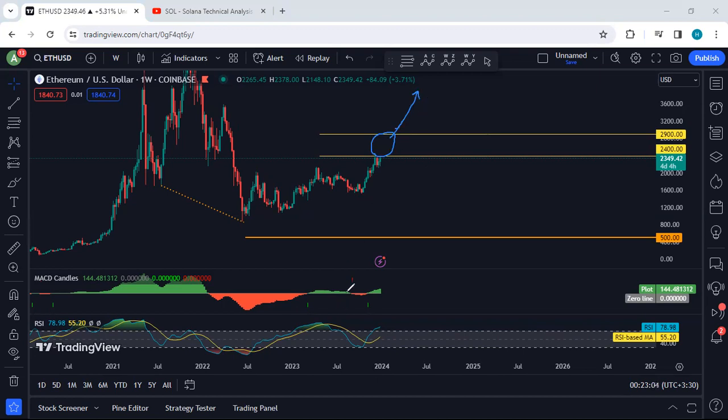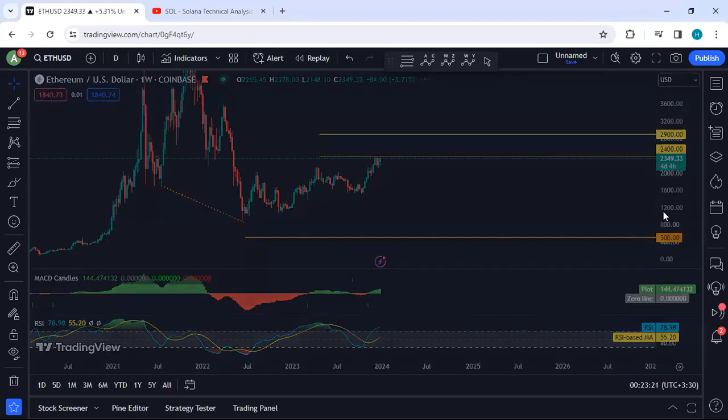If I refer to the indicators, one of them is showing us the divergence. At this point, I'm not caring about the divergence. The only thing is I want to see whether the price can break 2.4 or not. Technically, I don't see anything to discuss here.